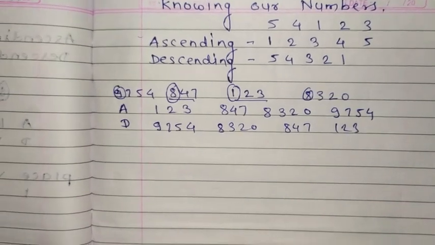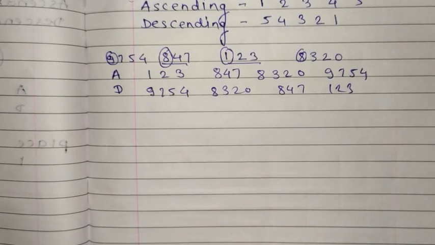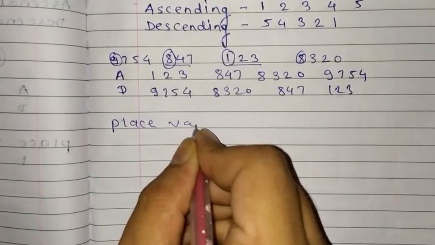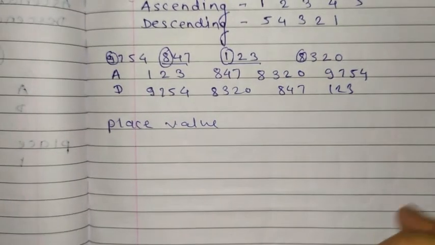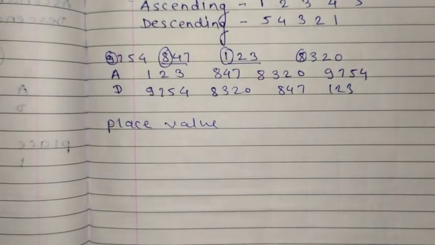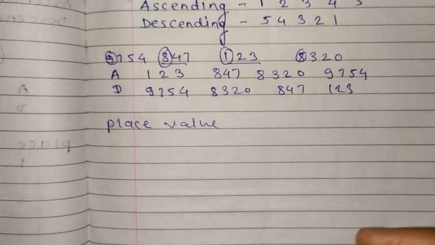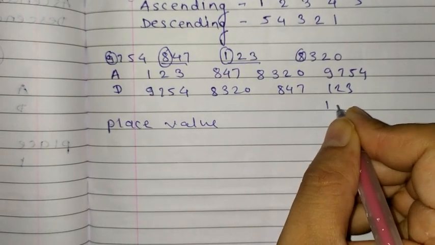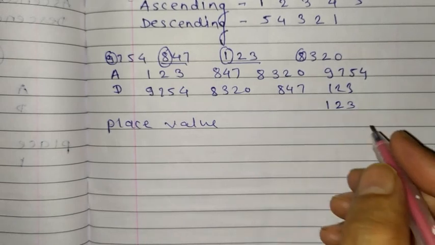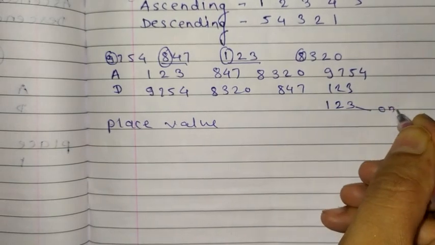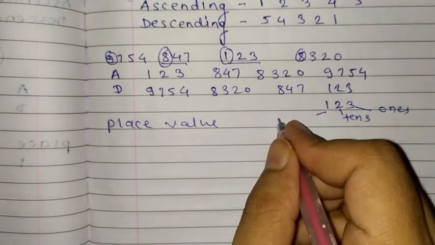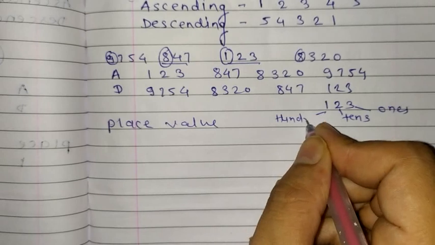Got it? Now our next topic is place value. There are two types of place value, Indian and international place value, which we will see in detail. In previous classes, you learned 3 digit numbers. Suppose 1, 2, 3 is a 3 digit number. So 3 means ones, 2 means tens, and this one is 100.